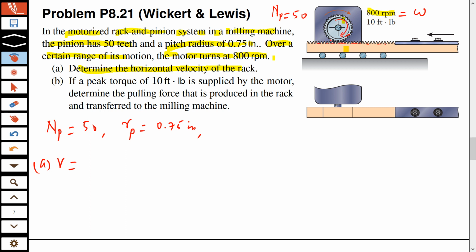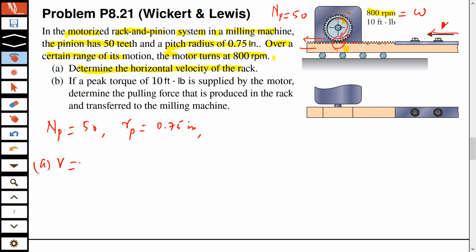Okay, so because they are both compatible by assumption, there must be no slippage, no sliding. The operation must be smooth, which means that they cannot have different velocities. So this same V must be the linear velocity of the pinion gear, as well as the velocity for the rack, because otherwise they are not compatible.